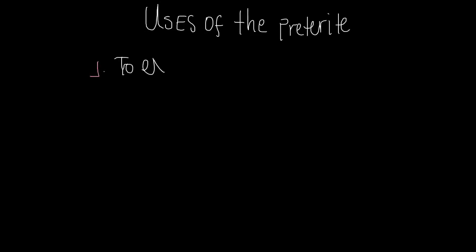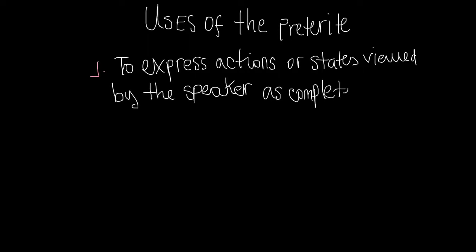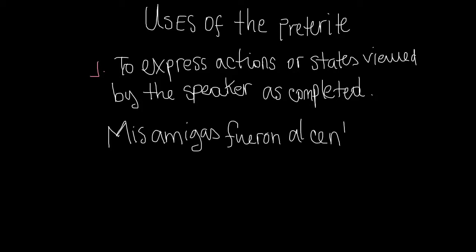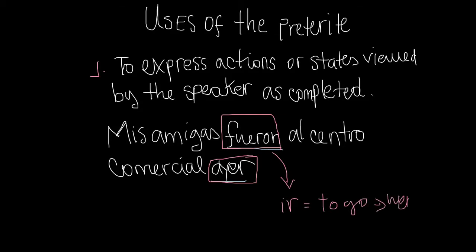The first use is to express actions or states viewed by the speaker as completed. So if I say, mis amigas fueron al centro comercial ayer, I'm saying ayer was a day that finished. That's my marker in time. And fueron is the pretérito of the verb ir.